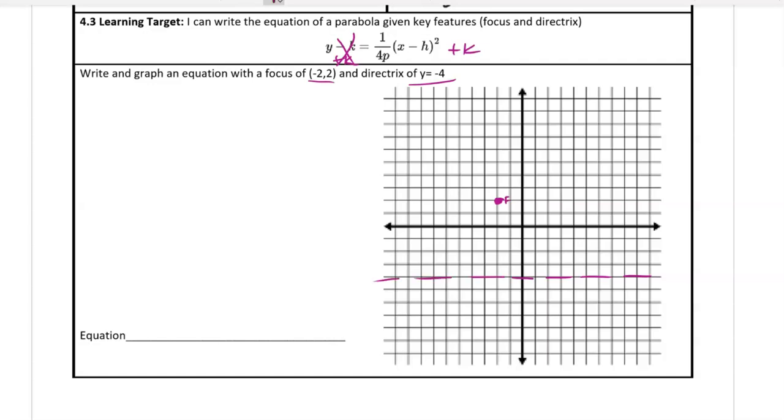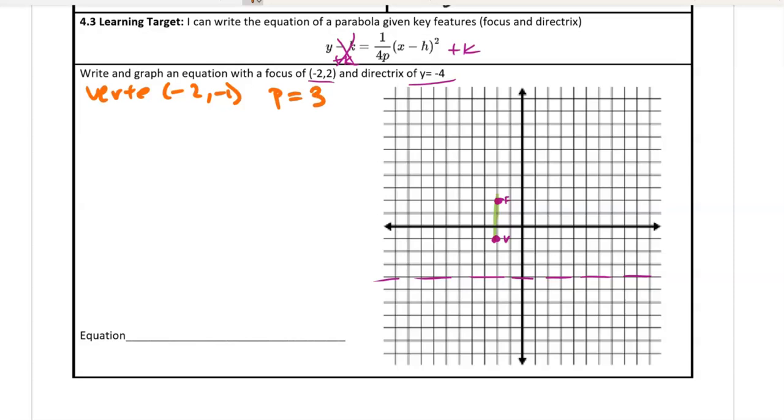Now we know that the vertex is going to go directly in between those, so our vertex should be about here. And our p-value represents the distance between those. The distance here is 3. So vertex is -2, -1, and our p-value is 3.